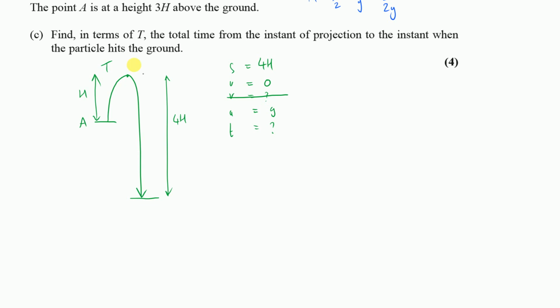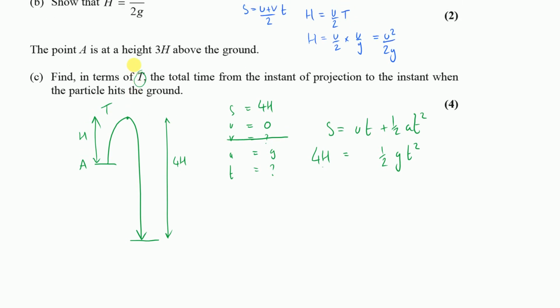So now I need an equation linking S, U, A and T, and that equation is going to be s equals ut plus a half at squared. My S is 4h, U was 0, so this part goes, and I'm left with a half gt squared. Now I'm wanting to do this by finding things in terms of T, not h.